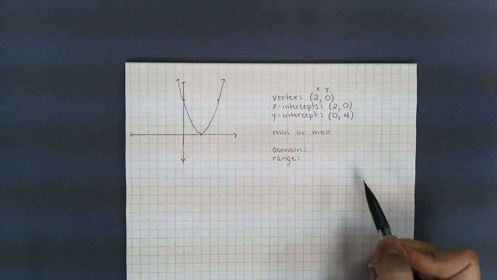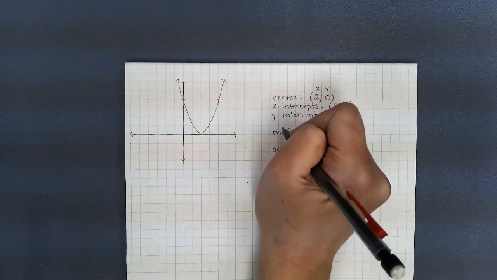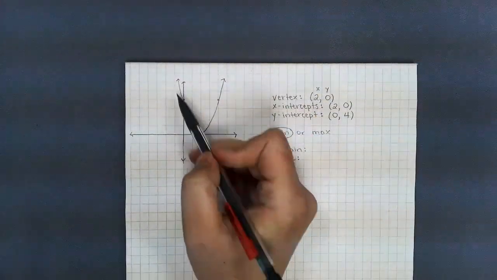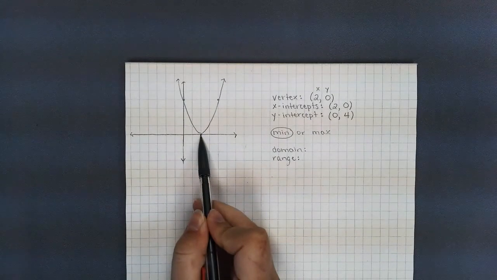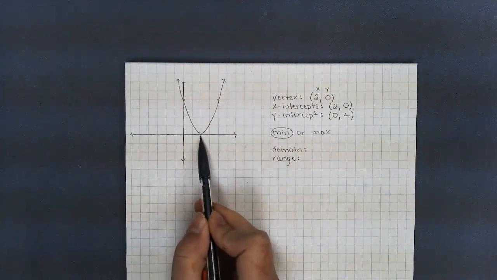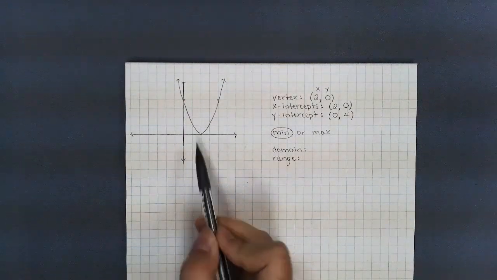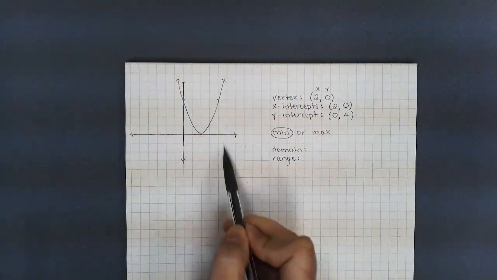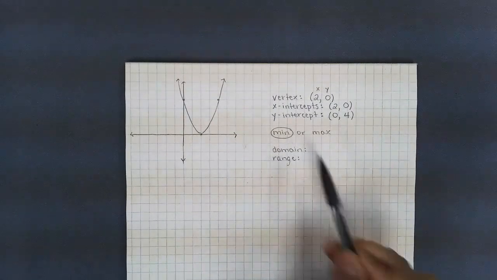This parabola has a minimum value because it opens upwards. There is no number that's going to be less than this particular y value, this vertex point. It does not have a maximum because it doesn't open downwards. If it opened downwards, then it would have a maximum. So this has a minimum value.